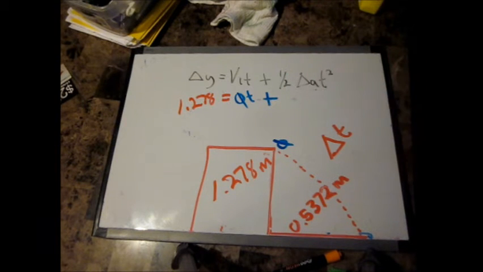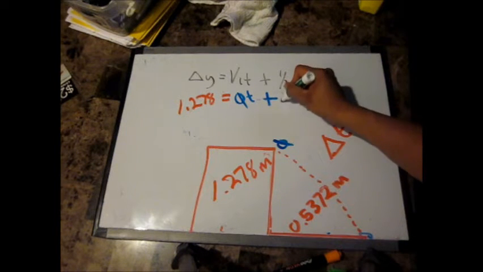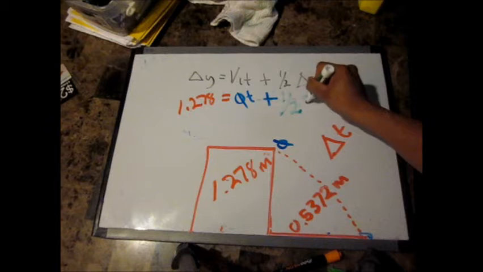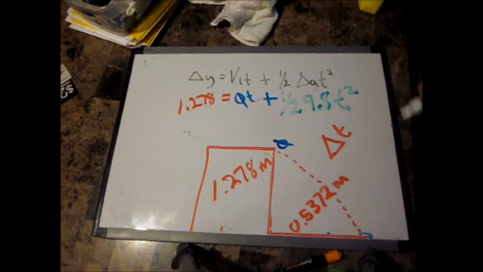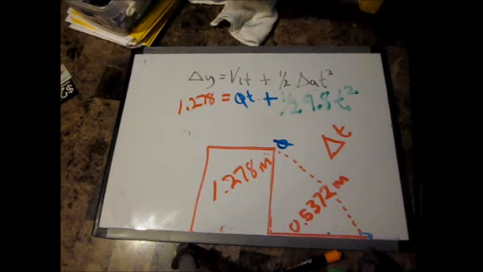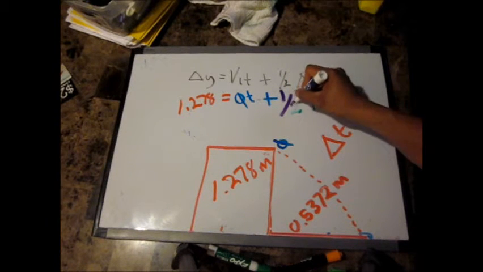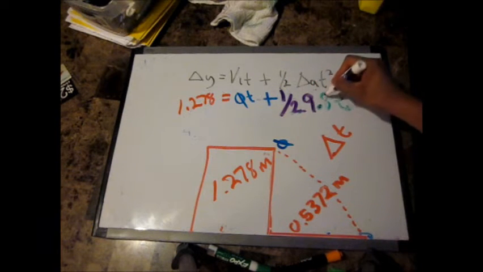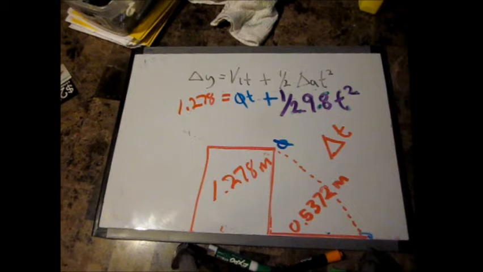1/2. What is our acceleration? 9.8. Yes, that's right. 1/2 9.8 t squared. So I put that all in 3 different colors. My green marker is failing me, so I'm going to use purple instead. 1/2, and that's so much better, 9.8 t squared. Okay, I'm going to plug in everything in the calculator.